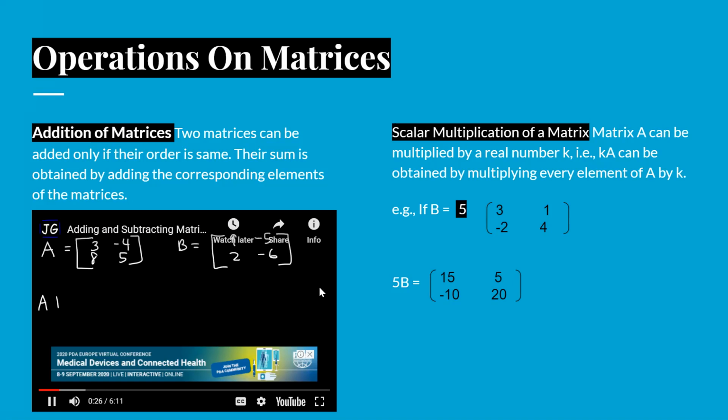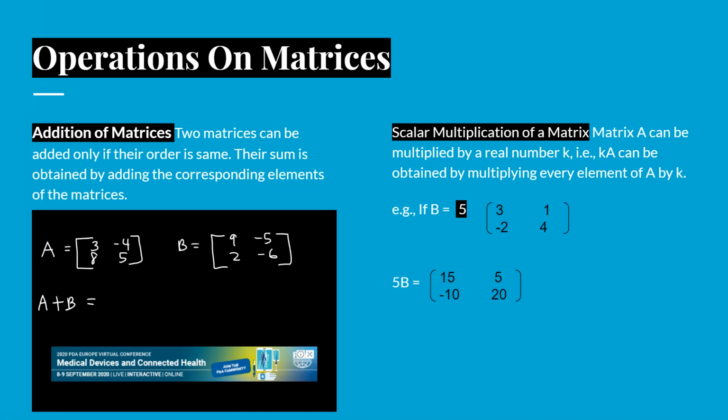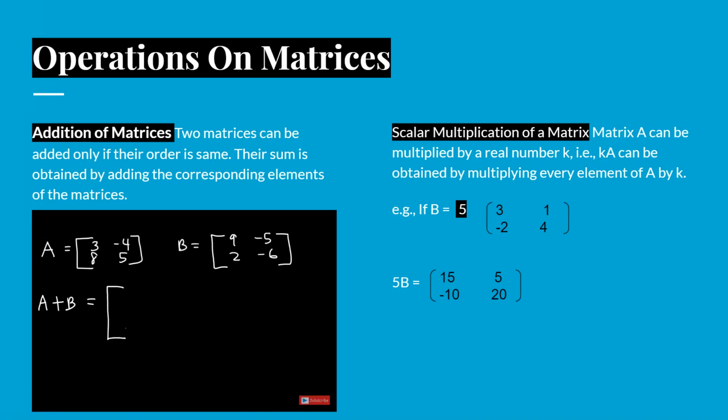So in this example, A plus B, 3 is added with 9. The order of matrix A is 2 by 2 and B also is 2 by 2, so the order has to be the same, and then we add them up. The first condition is met. First we add the first element, 3 plus 9.